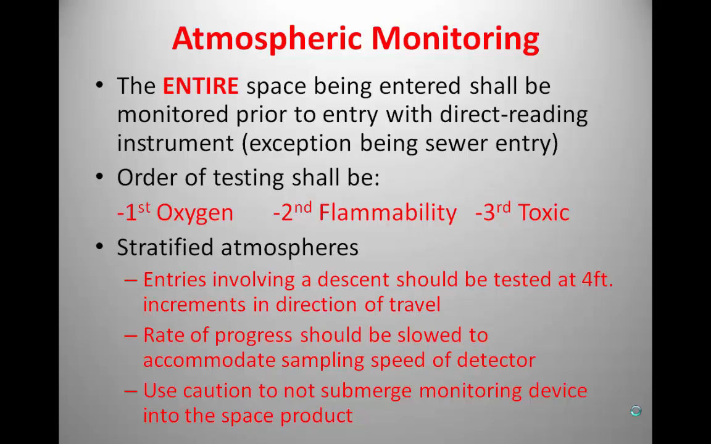The rate of progress should be slow to accommodate the sampling speed of the detector. Our detectors' sampling speed is about 1 second per foot. So if we've got our 10-foot hose attached to the pump of our monitor, we'll lower it in. First thing we'll do is monitor the opening area before we even pop the top, or start working around the area, to make sure that the immediate area is okay. Then we'll lower the tube in 4 feet and we'll wait 10 seconds. Even though we're 4 feet down, it's still got 10 feet of tubing to go through. Wait 10 seconds, get your reading. Lower it down 4 more feet, wait 10 seconds, get your reading.